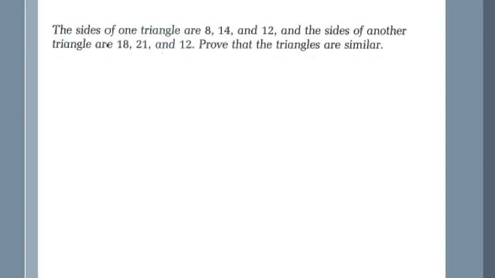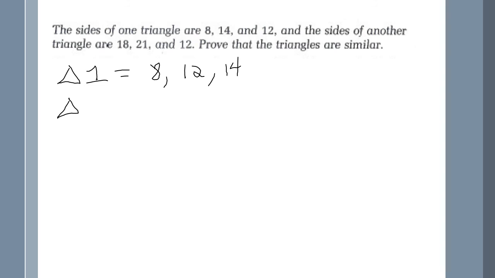All right. This last problem, the word problem here that we have, and you're going to get quite a few of these. So the sides of one triangle are 8, 14, and 12, and the sides of another triangle are 8, 21, and 12. Prove that the two triangles are similar. So in this situation, triangle 1, I'm going to list the sides in order from small to large. So I would have 8, 12, and 14.